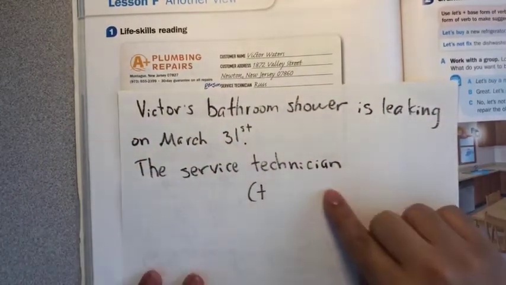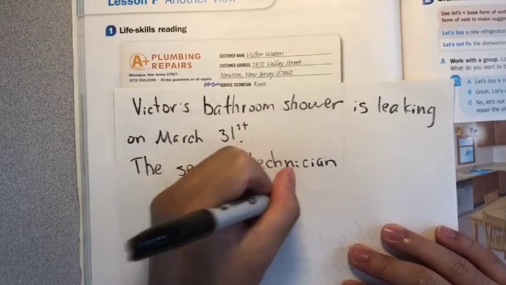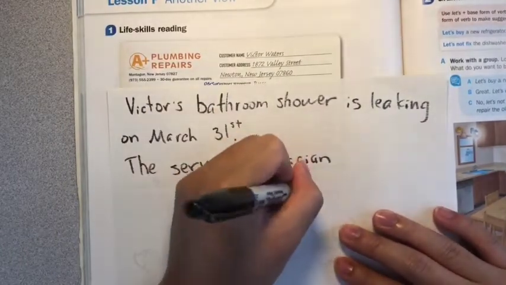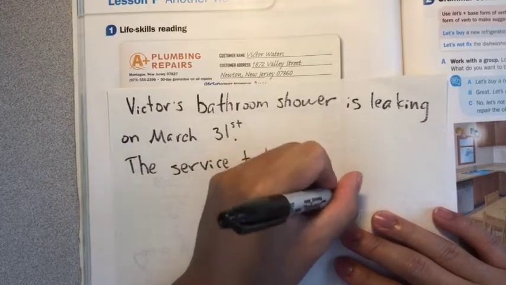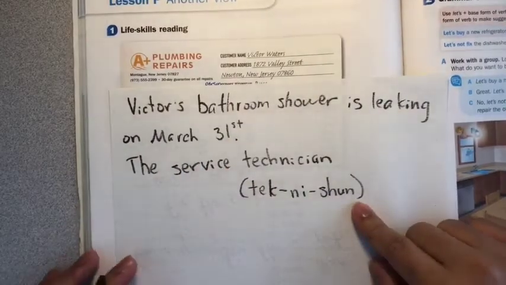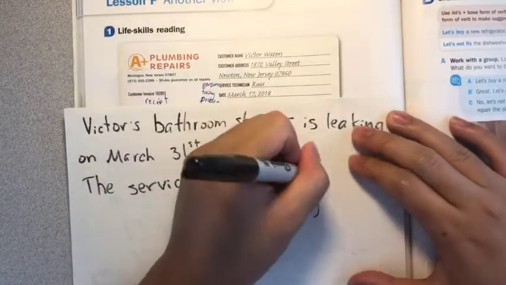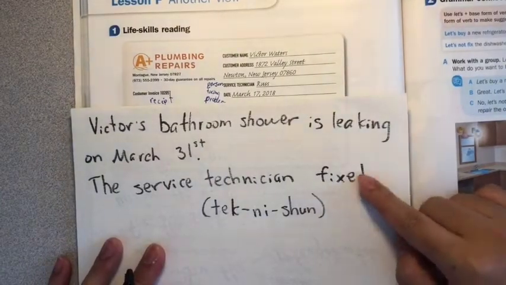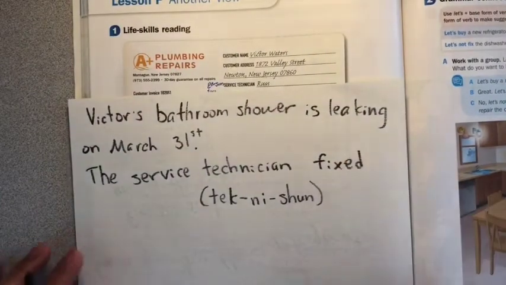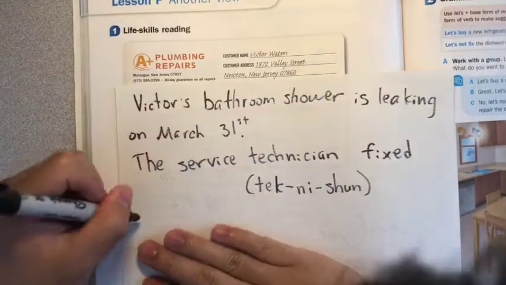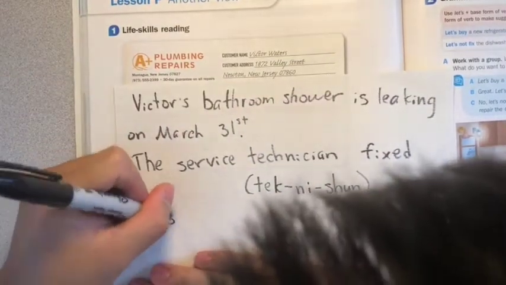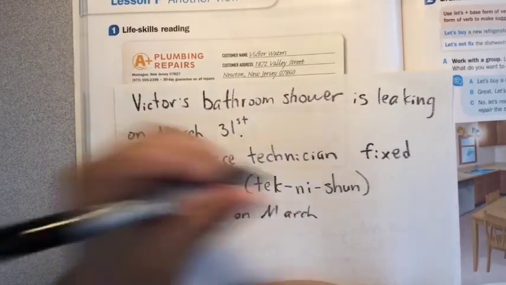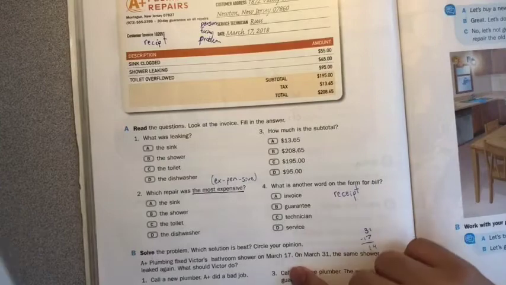So how do you pronounce this word? It's technician. The service technician fixed. This word is in past tense. We write ed at the end because it's regular. The service technician fixed the shower on March 17th.